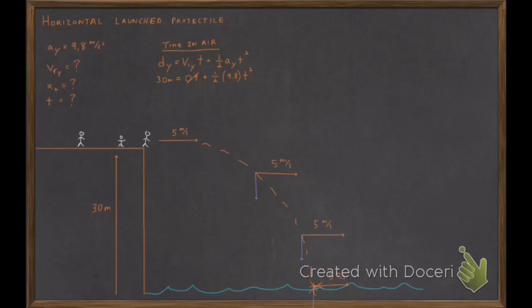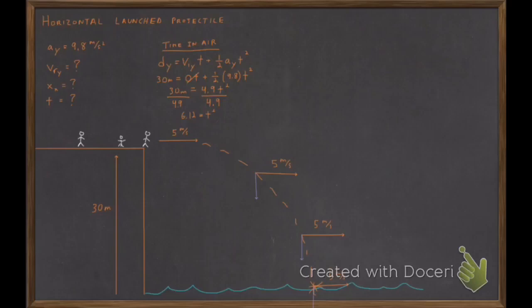So we have 30 meters on the left-hand side of the equation, equaling 4.9 on the right-hand side times t squared. We could then divide by 4.9. We divide by 4.9. And we can see that t squared is equal to 6.12.